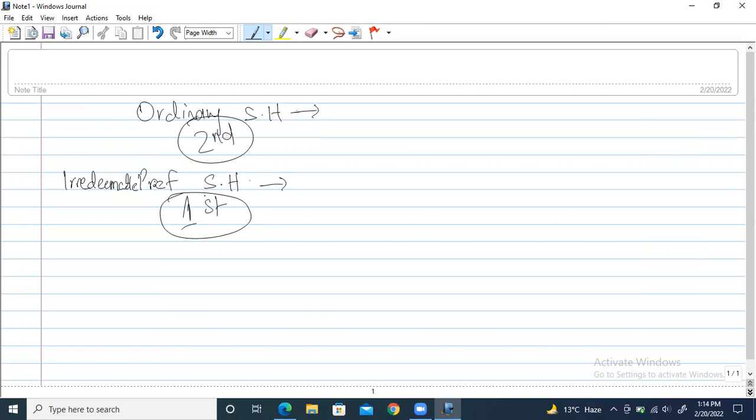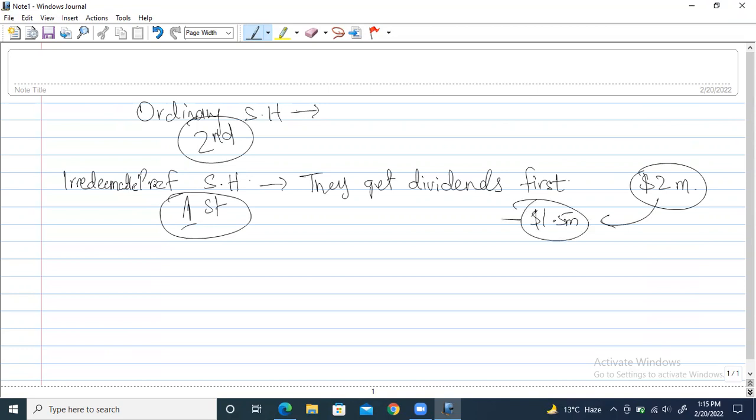Let me write the feature here. They get dividends first, always. Now let's say the residual profit after deducting all the expenses amounts to $2 million, and out of this $2 million, $1.5 million is given to the preference shareholders.